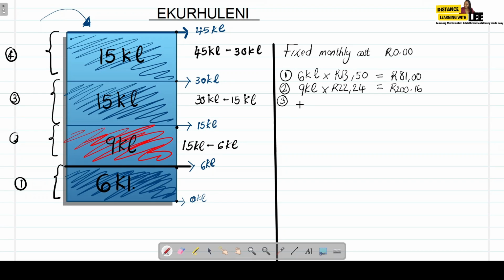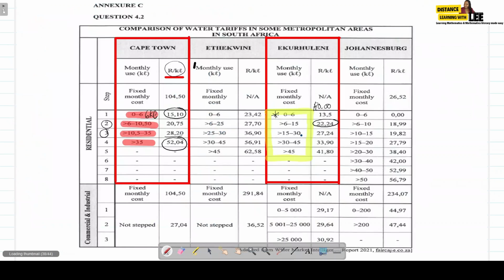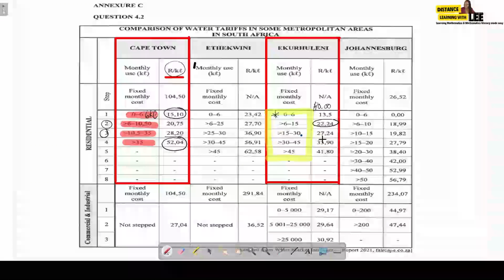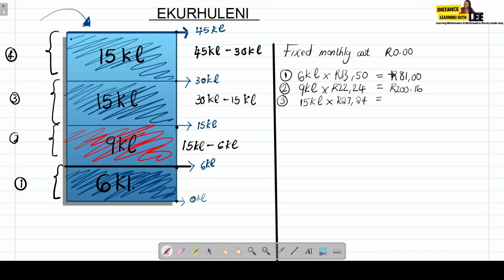So in the third region, we saw that he used 15 kiloliters of water. So let's just have a look at our third region here, right? So this is our third region. If you use between 15 kiloliters to 30 kiloliters of water, you need to pay 27 rand and 24 cents per kiloliter. So if you punch it into your calculator, you'll find that he basically pays 408 rand and 60 cents for the third region.